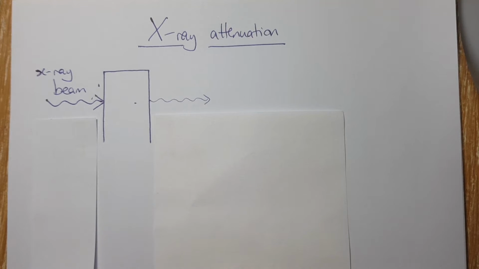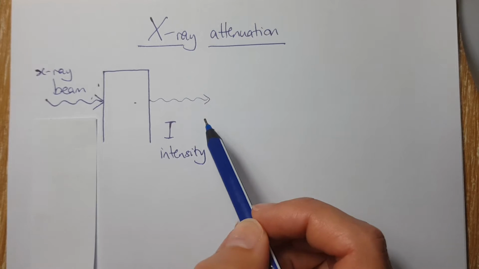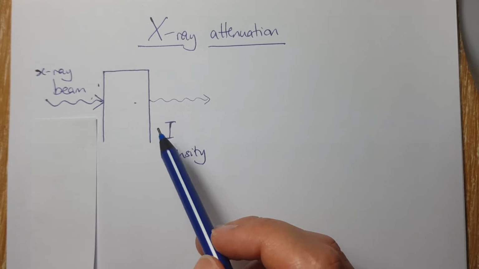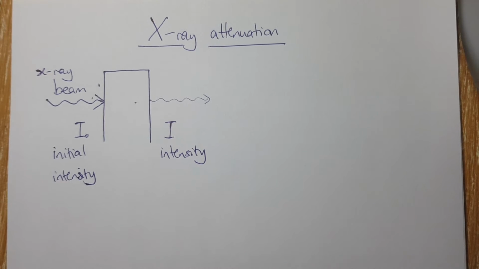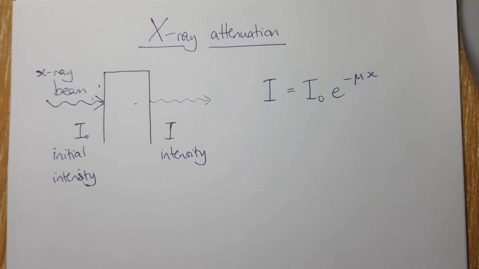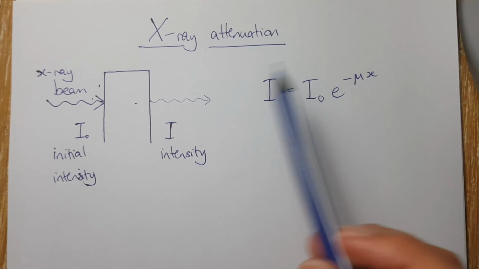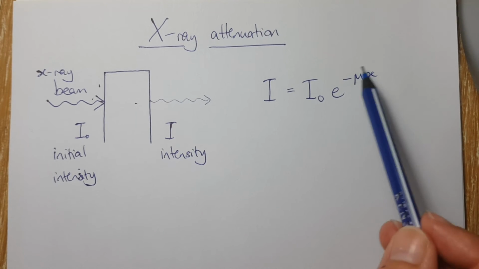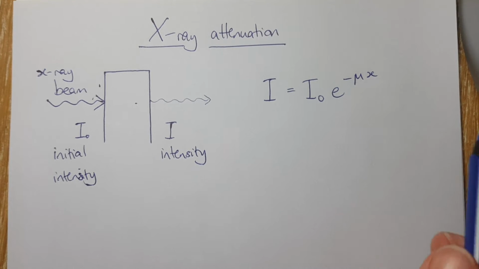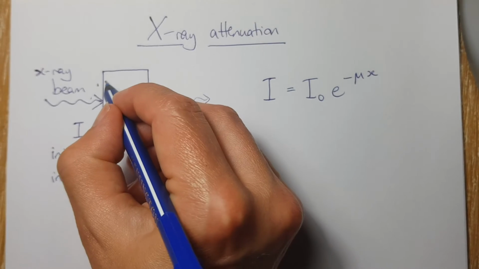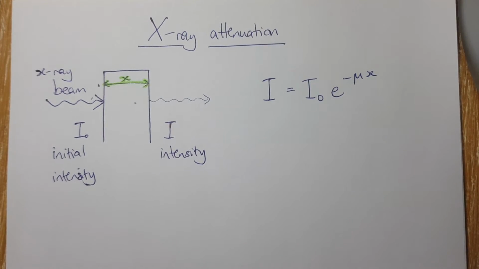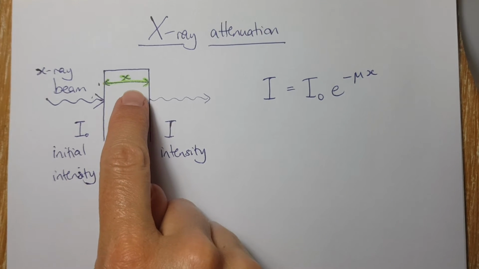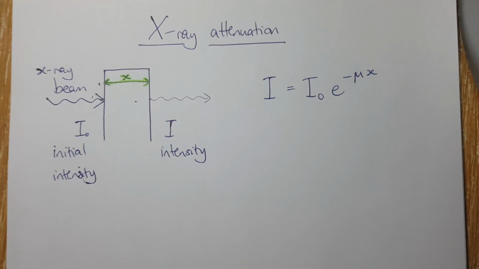But how much weaker is it? Well, if the intensity of the beam that comes out is I, and the intensity of the beam that went in is I0, then we can calculate it with this formula. The X-ray actually attenuates exponentially. So the x there is the thickness of the material. It makes sense that the more material you pass through, the more the beam will attenuate.